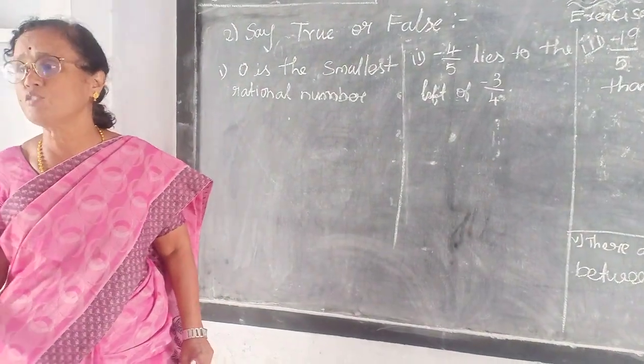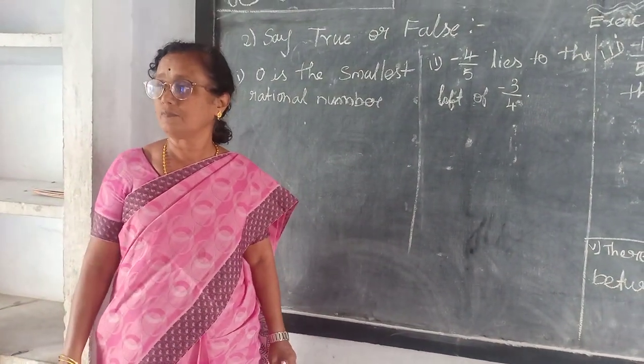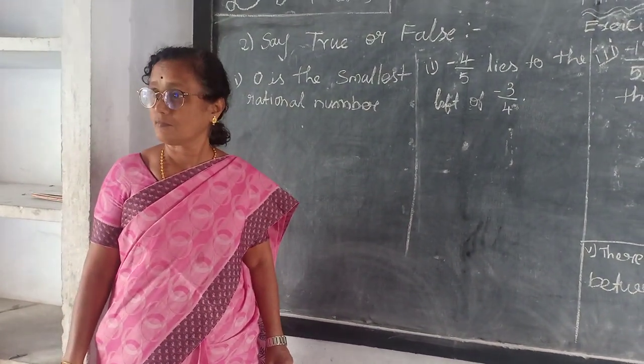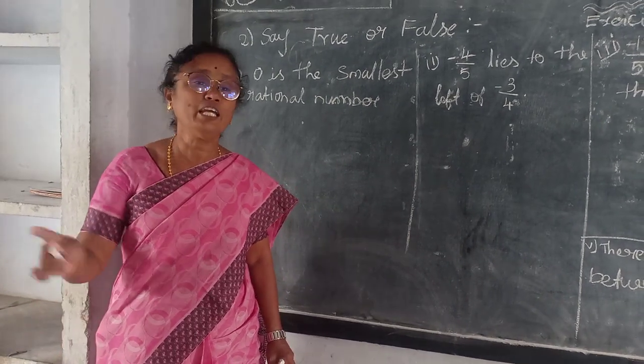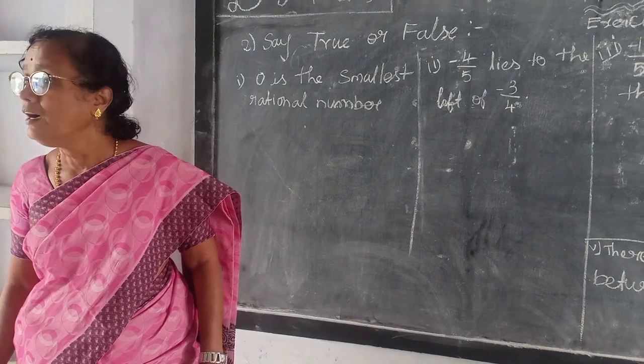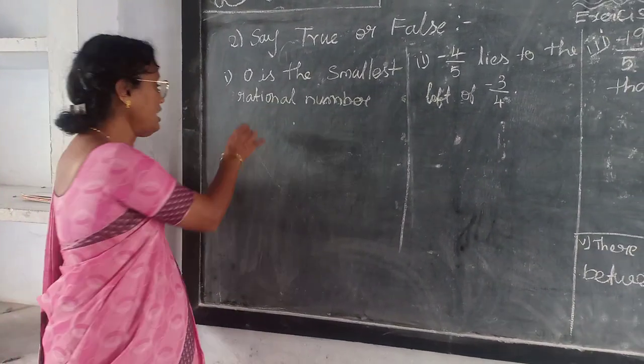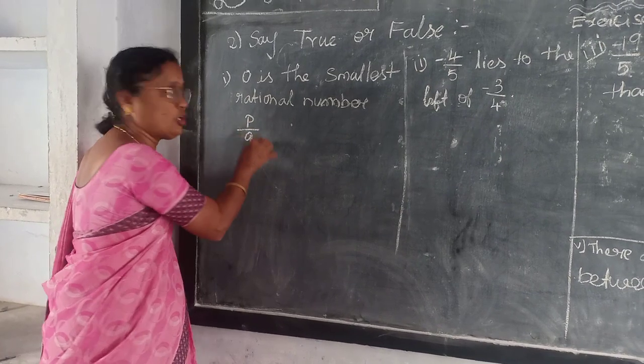False. How do you say that it is false? False nu eppadi solringa? Yara uttar solunga. Ma'am, rational numbers ka minus numbers too varum. Very good. Clap your hands. What is your name? Tell me. Mauli Shri. Very good. Because a rational number is in the form of P by Q.